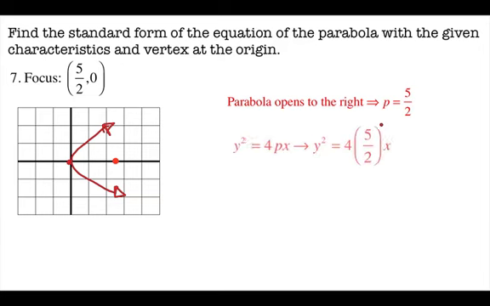So I use the appropriate form, which is y squared equals 4px, since it's opening to the right. I plug in, again, the center, the h, k is 0, 0, so that's why I have this expression. And then I plug in the p in here, I simplify, and this is my answer to number 7. Let's go to number 8.